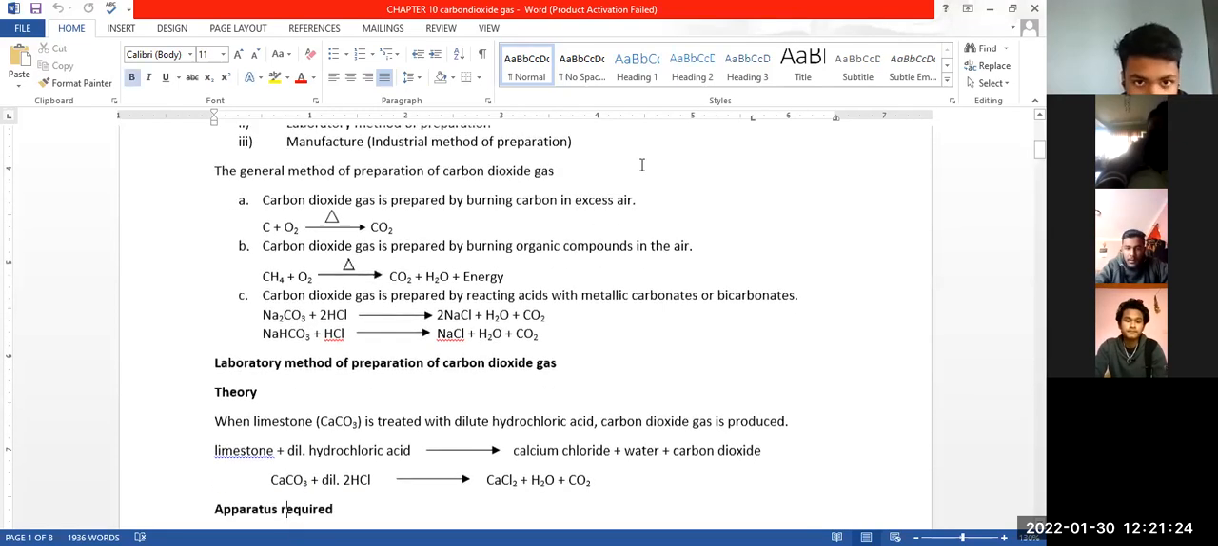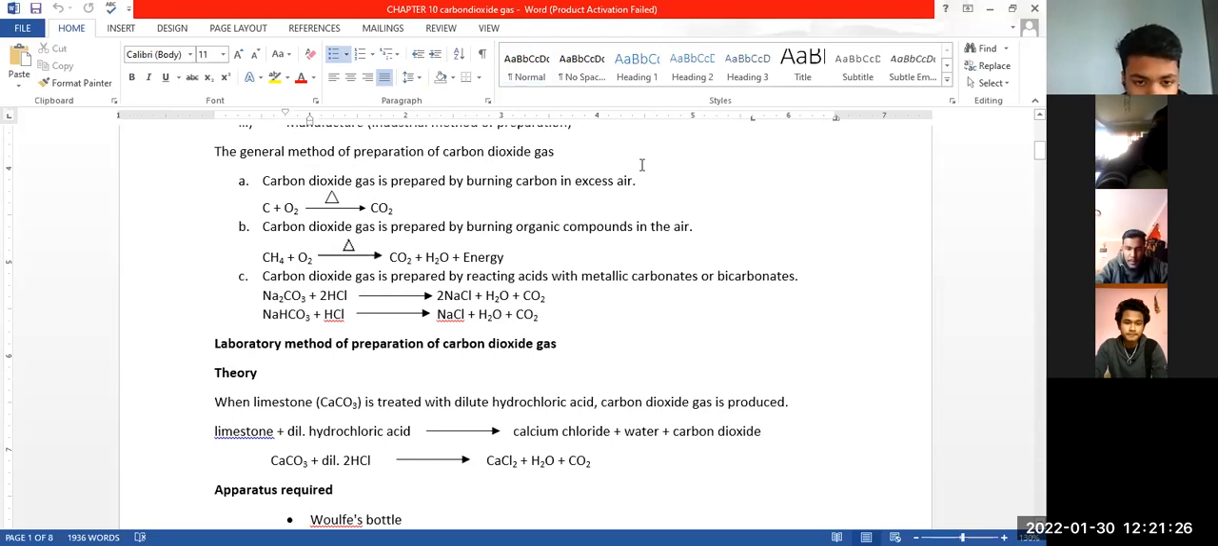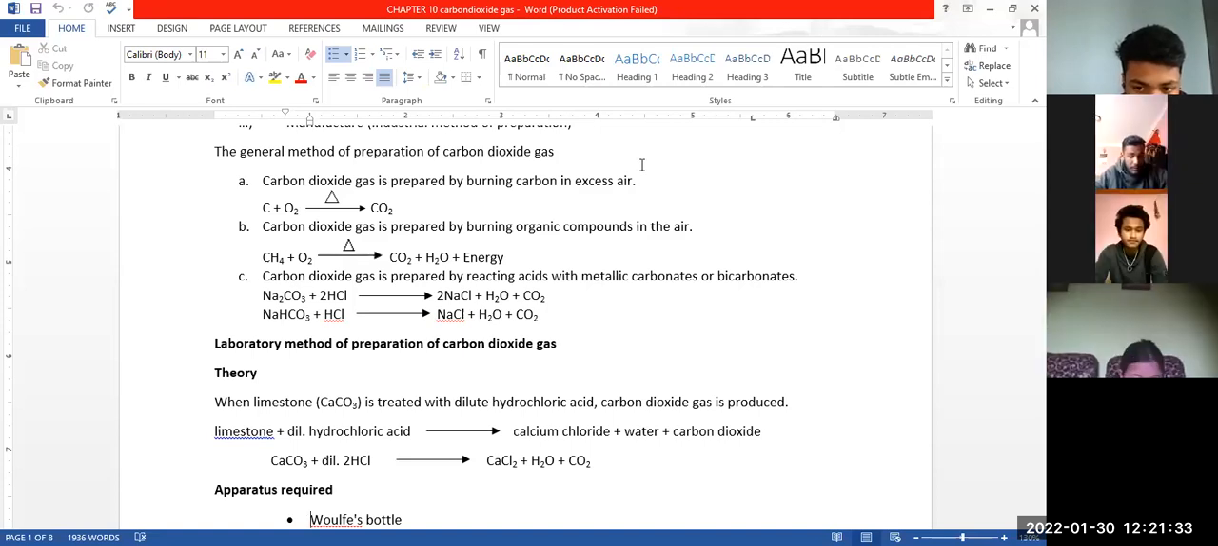In theory, we say that when limestone, means calcium carbonate, is made to react, is treated with dilute hydrochloric acid, carbon dioxide gas is produced. The reaction is limestone plus dilute hydrochloric acid. This is the word equation. They react together. Heat is not required. The reaction occurs by itself. Calcium chloride plus water plus carbon dioxide are produced as products.